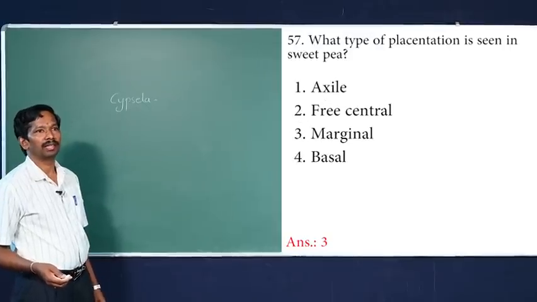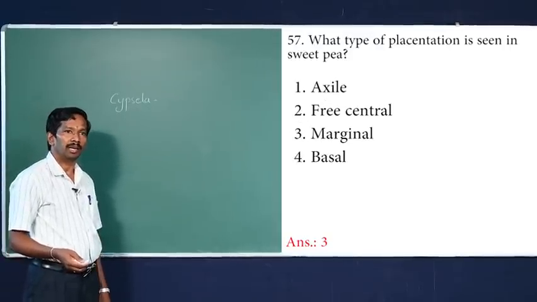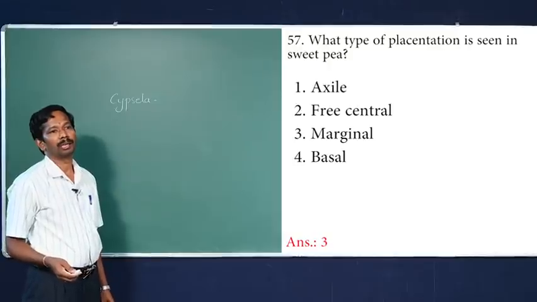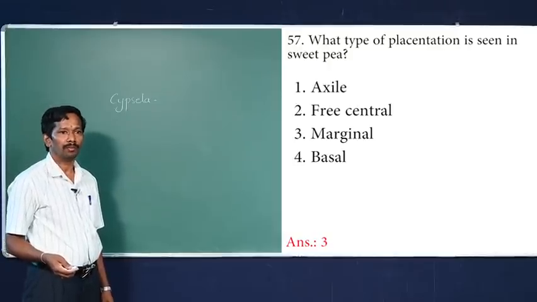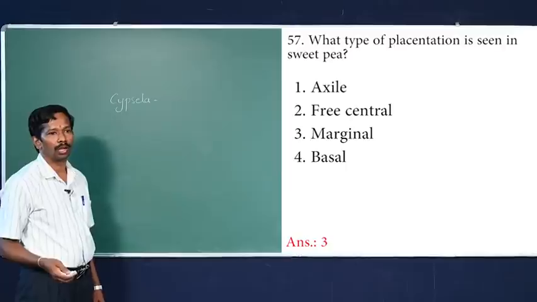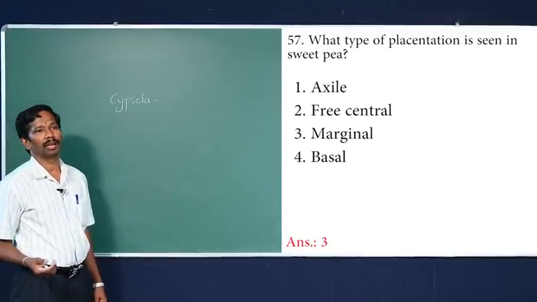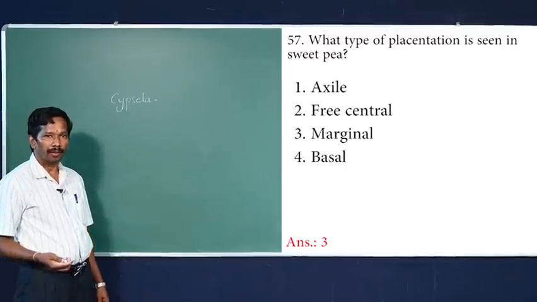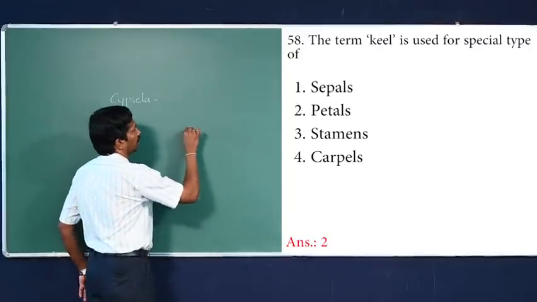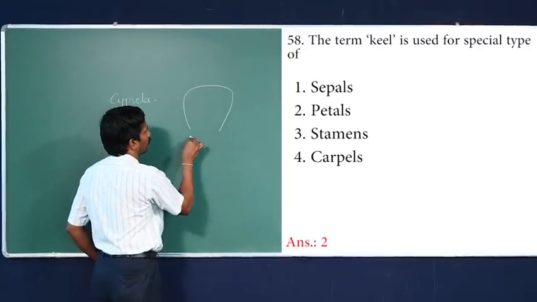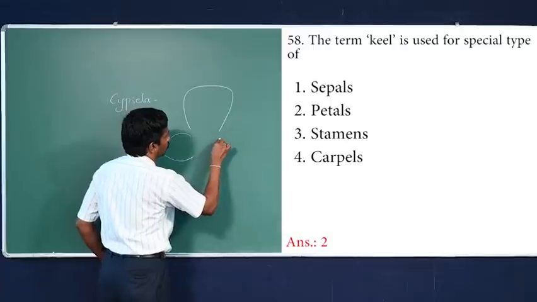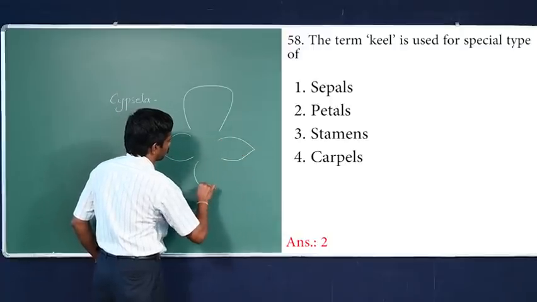Answer is fruit, and it is not a seed, within which what edible part is actually seed. What type of placentation is seen in sweet pea? As already given explanation, marginal placentation. Answer is 3, with the single carpel, single locule having many ovules on marginal placenta. Answer is 3.